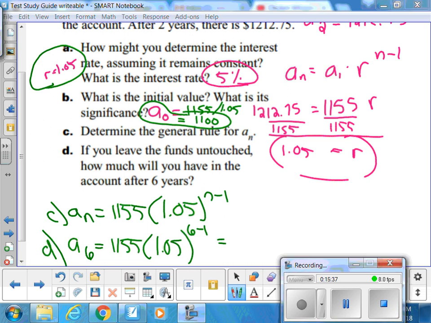Alright, back on record. I typed that in, and I got 1474.11. So just maybe type that in and check me that after 6 years, we'd have 1474.11.